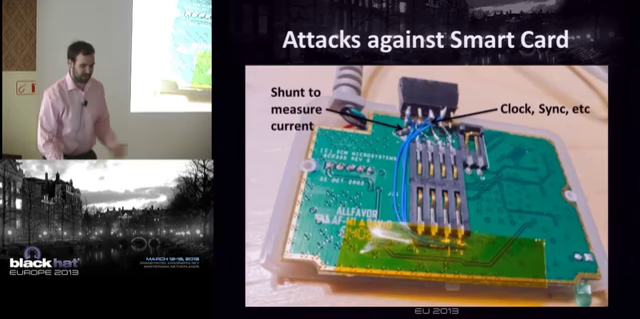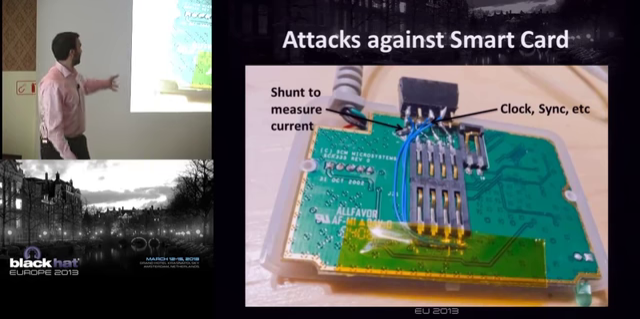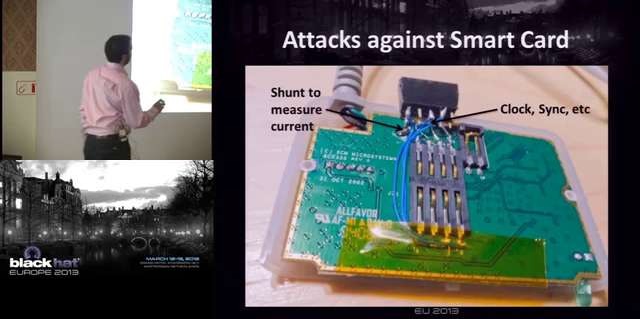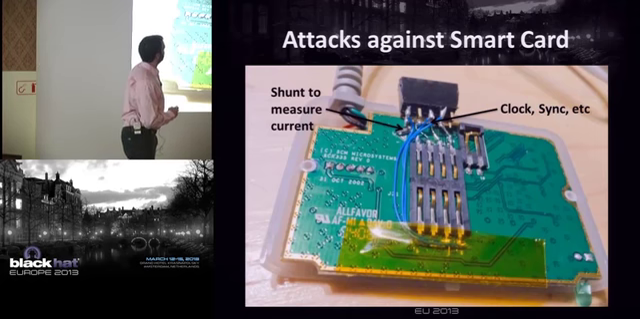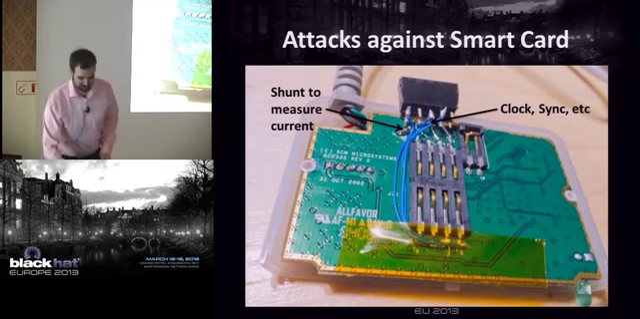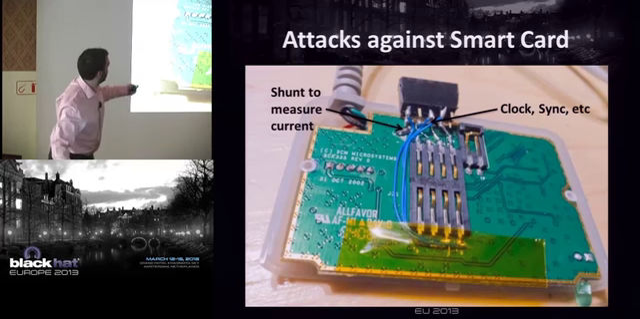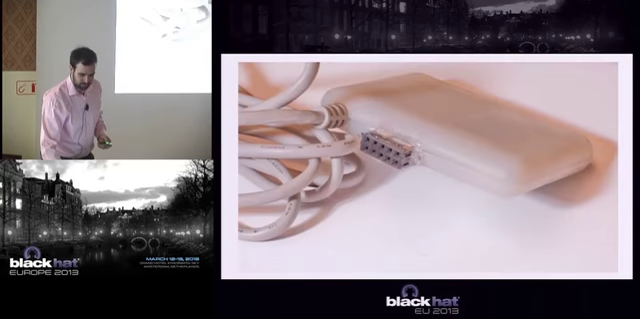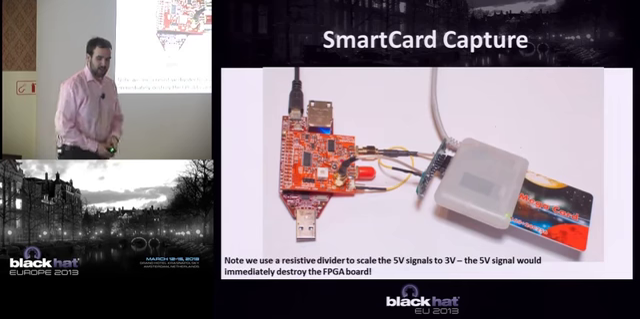So you can get a regular smart card reader like this, and all I've done is I've added this resistor in the power line here. You can't see it because it's a small surface mount resistor. And I've pulled out the clock signal, a synchronization signal, and the power measurement signal. So then the smart card reader looks something like that, with a little connector on the back.